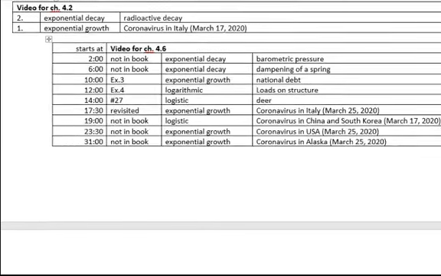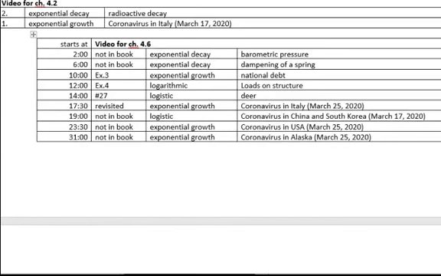So in this video I'll be showing these examples. I already did exponential decay for radioactivity and the coronavirus for exponential growth previously, and then I'm going to look at these: barometric pressure, dampening of a spring, national data loads on structured deer, and then several coronavirus cases around the world.